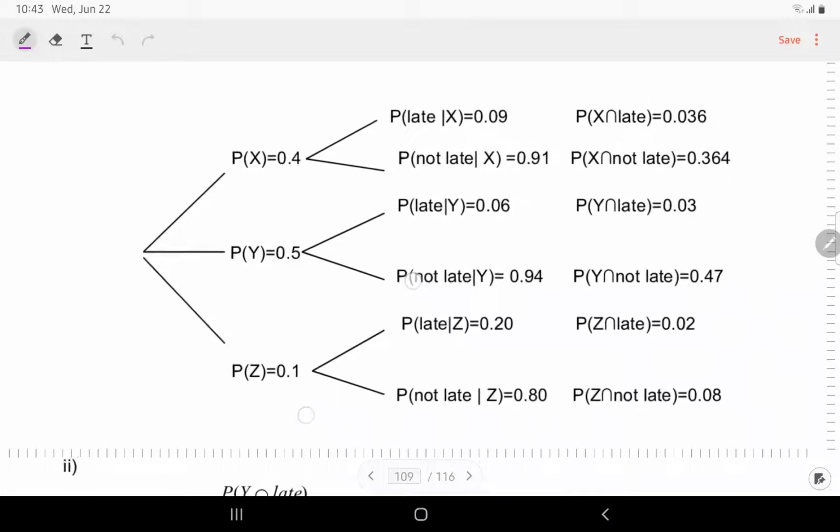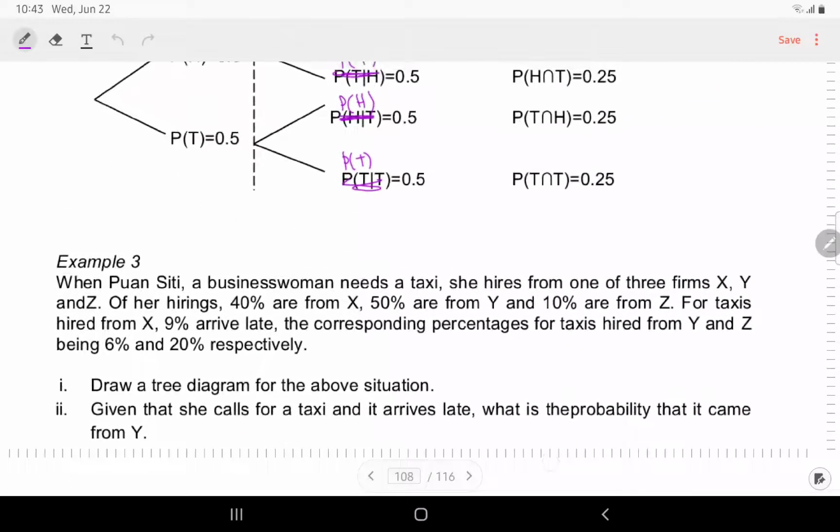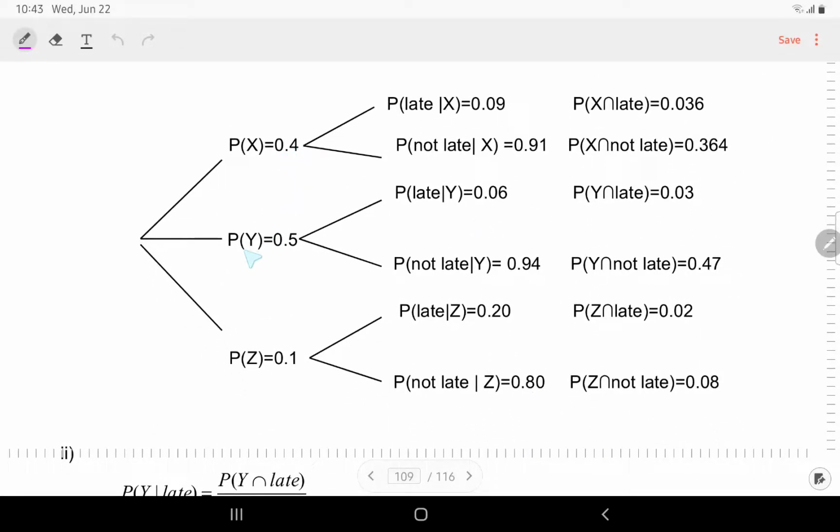Okay, so this is the first event. Okay, dia hire taxi from firm X, Y, and Z. So kita ada probability X, probability Y, and PZ. Okay, dekat dalam statement tadi dia kata PX dia adalah 40%, Y 50%, Z 10%. So kita letak dalam bentuk point. Okay, akan jadi macam ni lah. PX 0.4, PY 0.5, PZ 0.10.